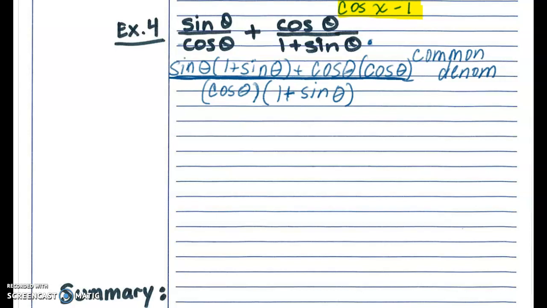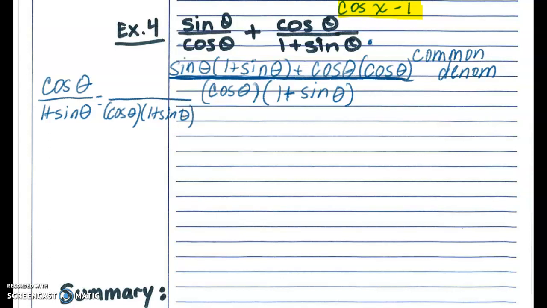Let me write it one other way. Make sure you can see. Let's do it this one. So here's my fraction on the right-hand side. Okay. And I want to get the denominator to be this, 1 plus sine theta. Sorry, it's kind of messy. Hold on. Okay, so I want the denominator to be this.